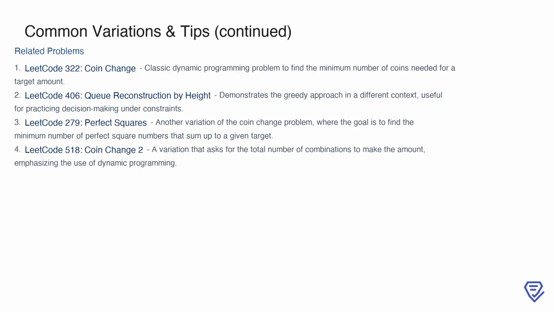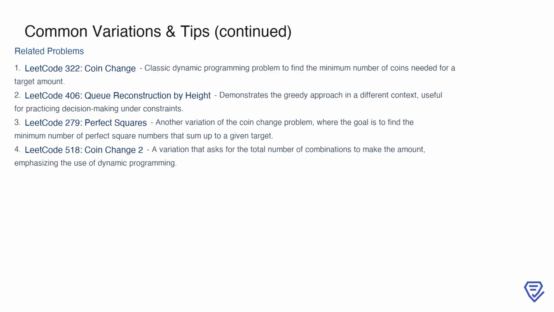Exploring related problems can deepen your understanding of the techniques used in lemonade change. For instance, LeetCode 322, coin change, is a classic dynamic programming problem where the goal is to find the minimum number of coins needed to make a target amount. LeetCode 406, queue reconstruction by height, introduces a different application of the greedy approach, helping you practice decision-making under constraints.